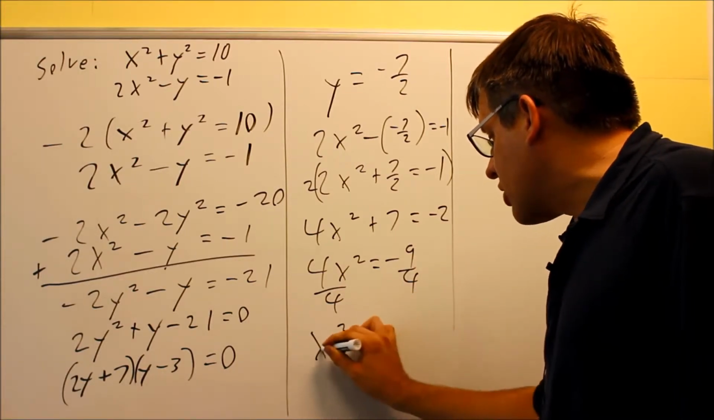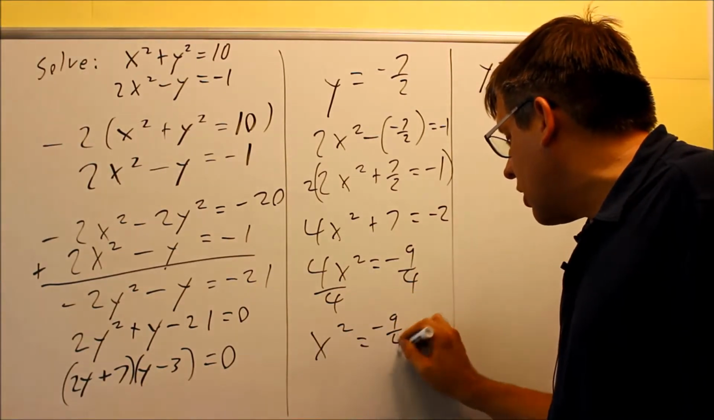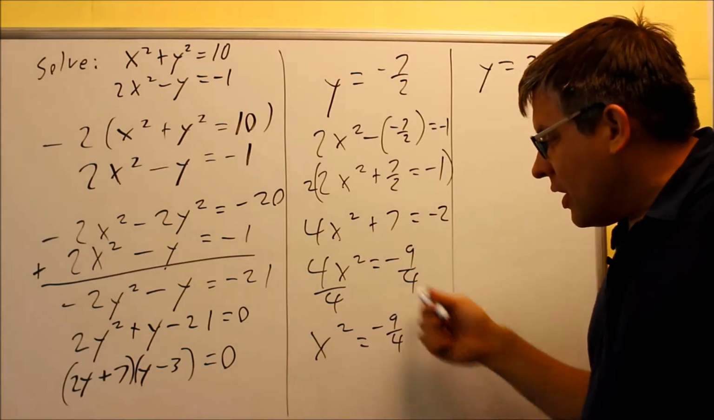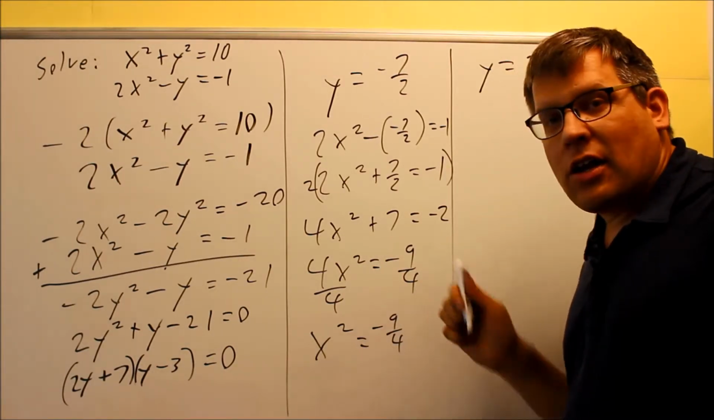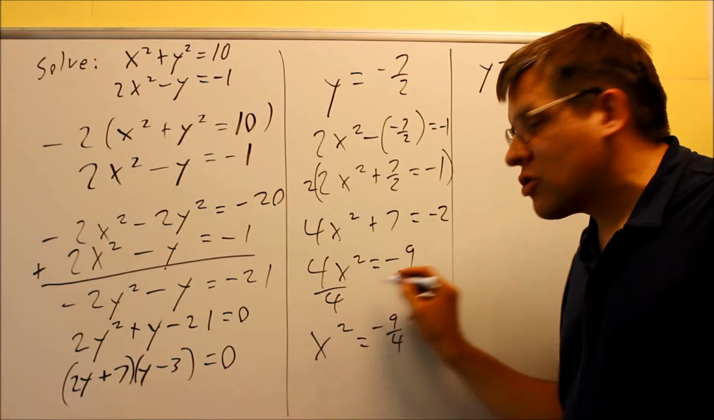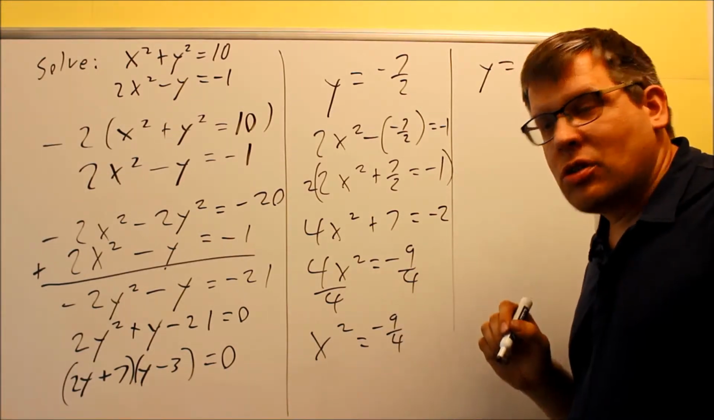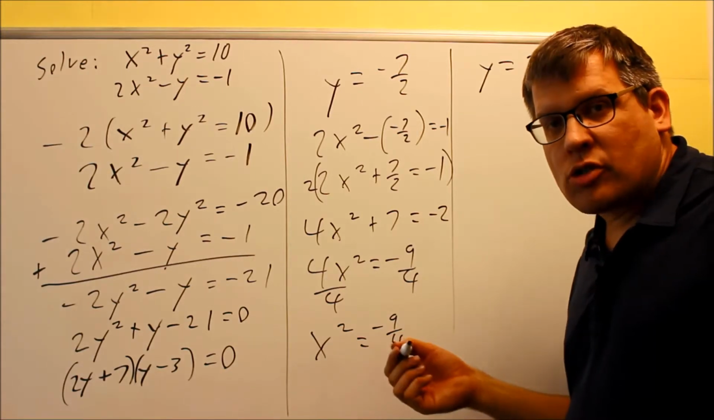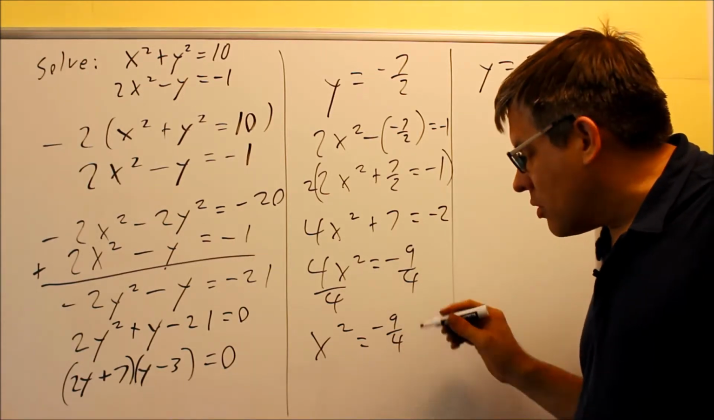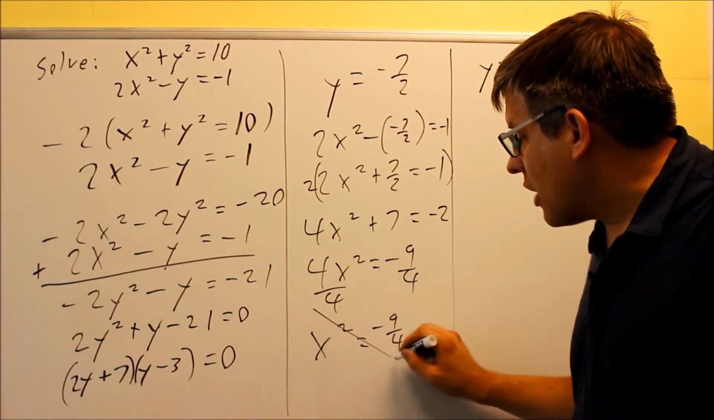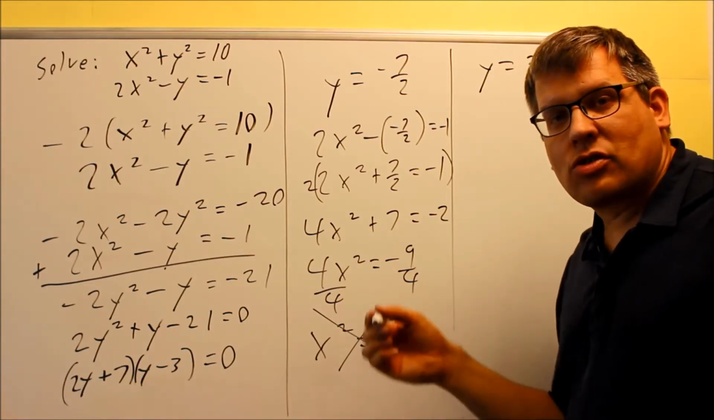Now, what it results in here is you have x squared equals a negative number. Anytime you have that happening, you're not going to get an answer, because if I were to take the square root of both sides, I'm taking the square root of a negative number, which I would end up getting an imaginary number as a result, and you can't have imaginary numbers. So because of that, this one actually is not going to give us a real solution.